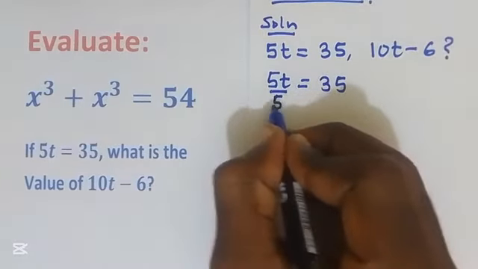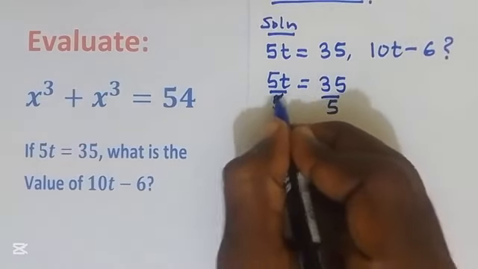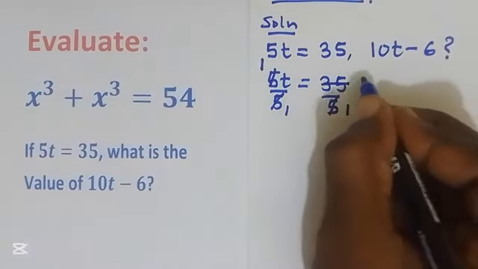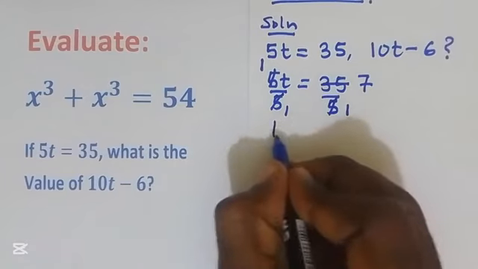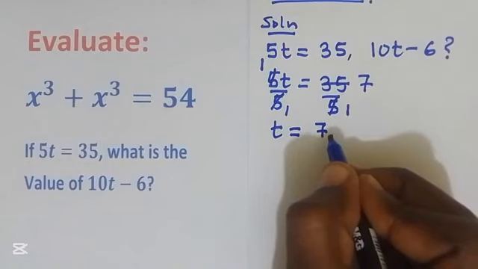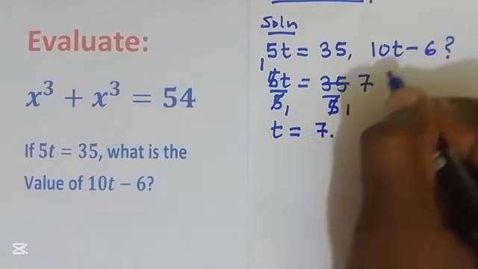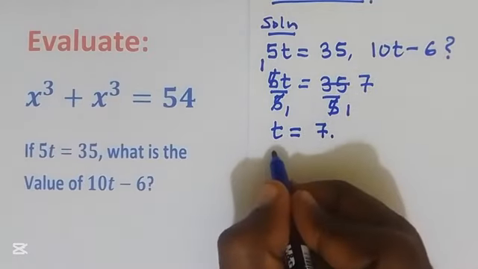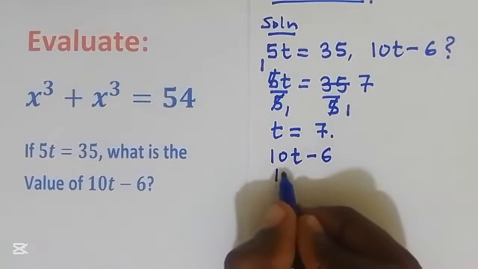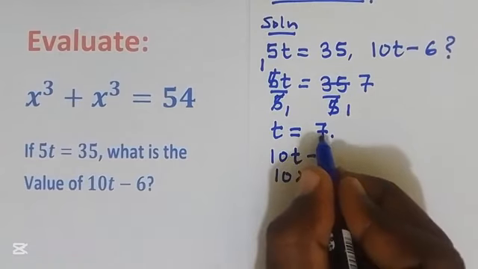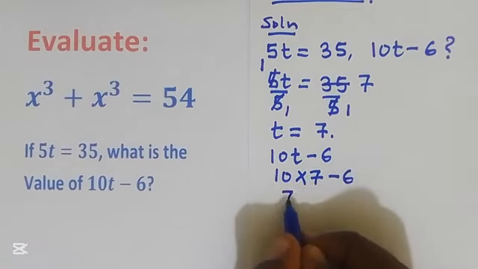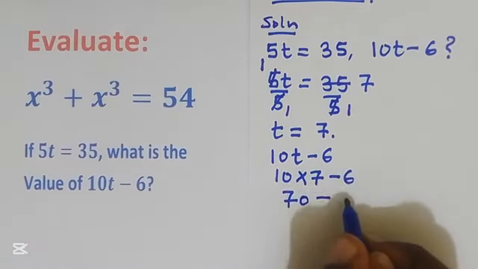We can divide by 5 both sides, and we get 7. So the value of t is equal to 7. Let us substitute t equal to 7 into this expression here. So 10t minus 6, that is 10 multiplied by t, which is 7, minus 6, we get 70 minus 6.